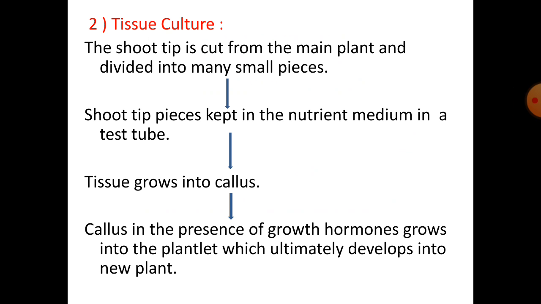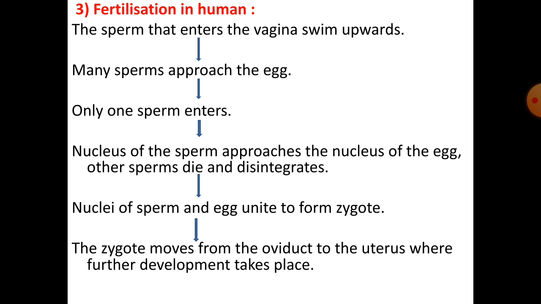Tissue culture. The shoot tip is cut from the main plant and divided into many small pieces. Shoot tip pieces are kept in the nutrient medium in a test tube. Tissues grow into callus. Callus in presence of growth hormone grows into the plantlet which ultimately develops into a new plant.